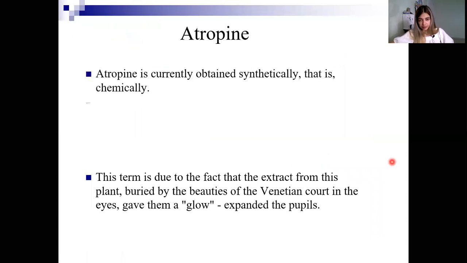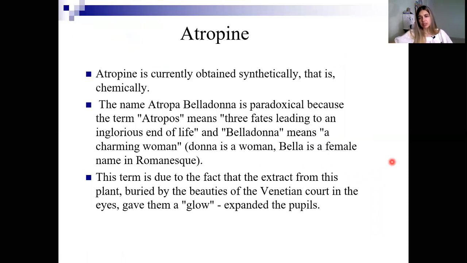Well, atropine is currently obtained synthetically, chemically. So now we don't have to use the plants to get atropine. The name atropa belladonna is paradoxical because the term atropos means three fates leading to an inglorious end of life, and belladonna means a charming woman.